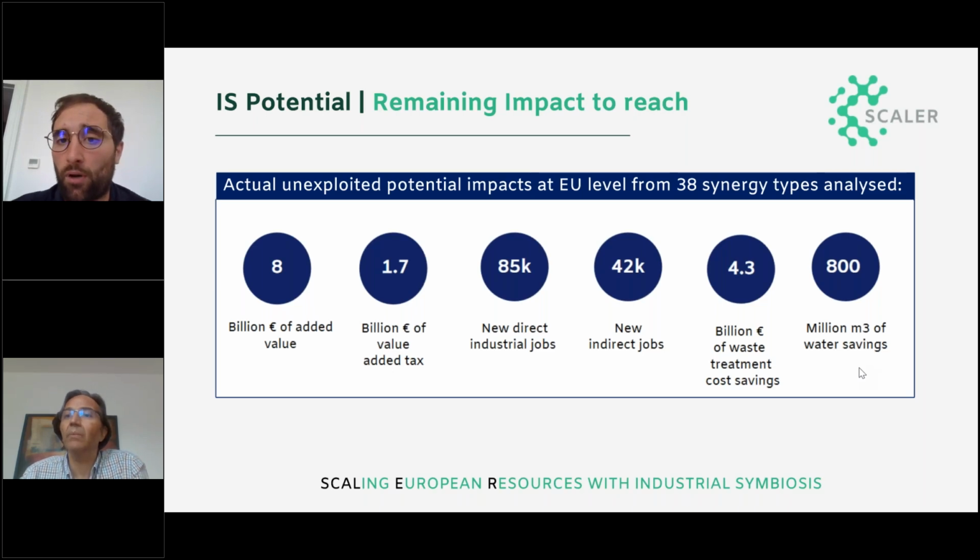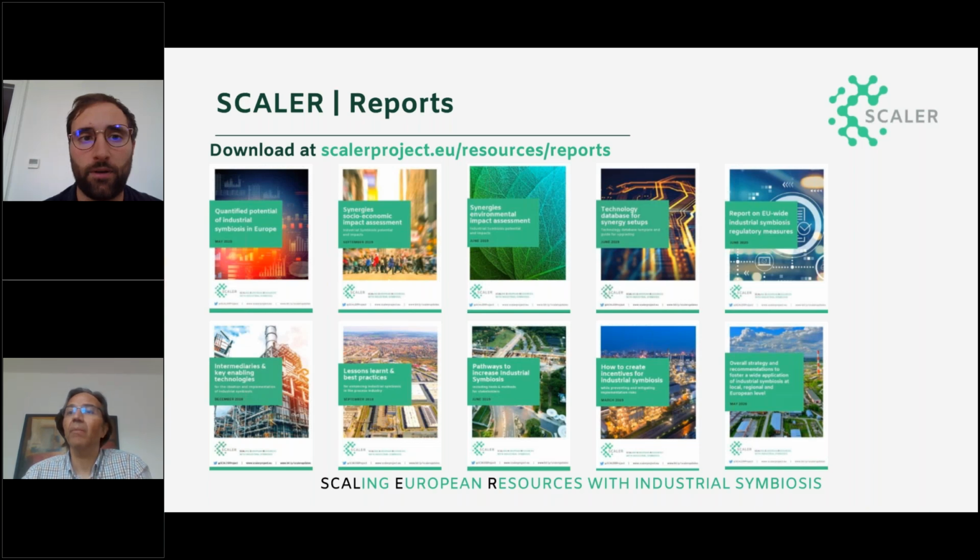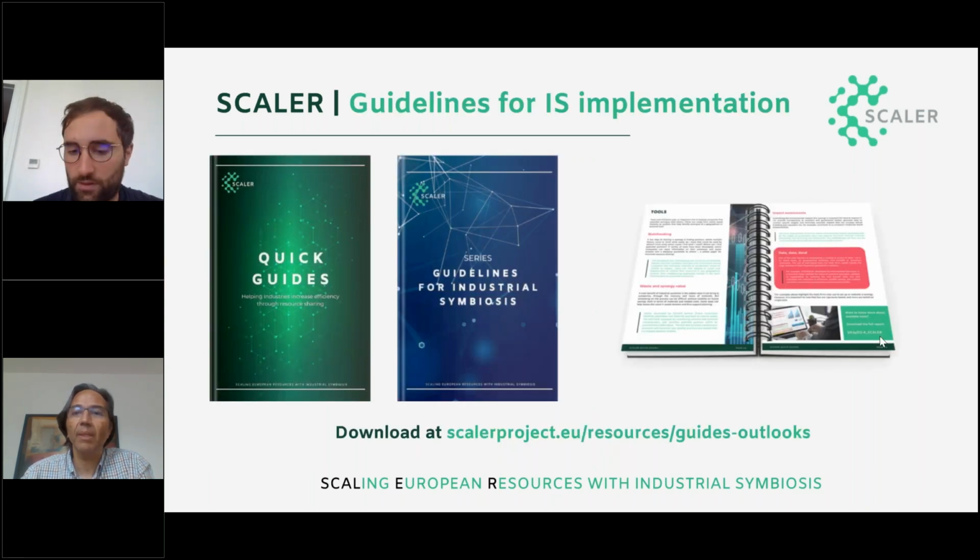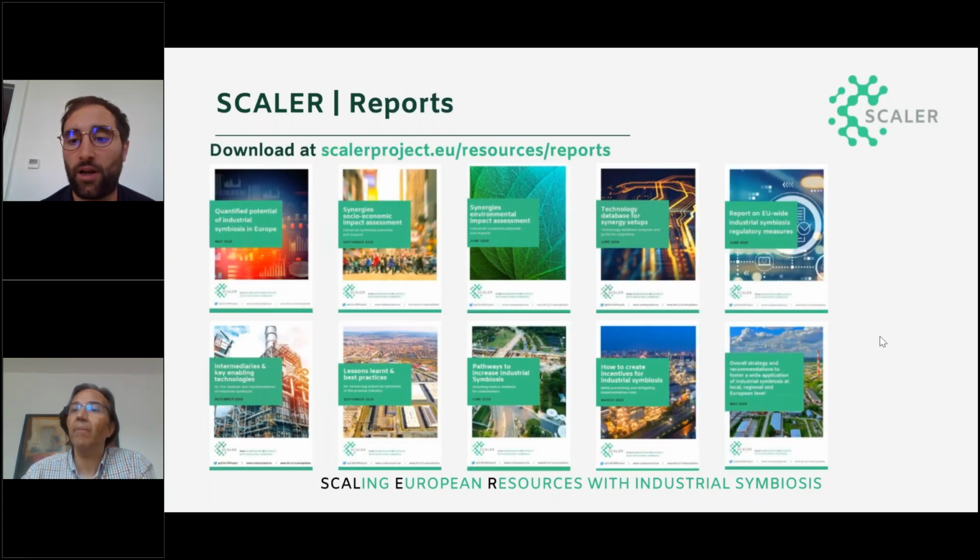For the sample of 38 most impacting synergies, we see that for the moment the potential is not fully achieved, and even for synergies that have a high level of implementation, we still have a potential to achieve. So I will let Marco explain about the reports and where we can find the reports and the guidelines of the project.